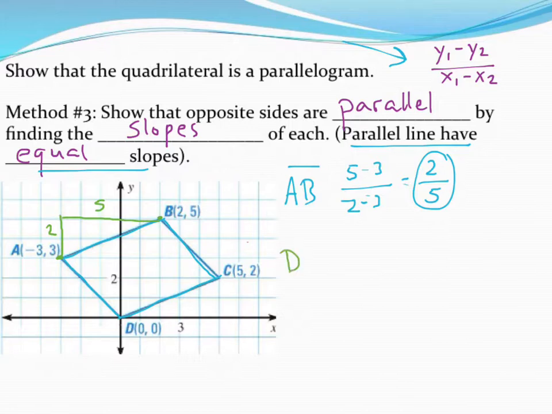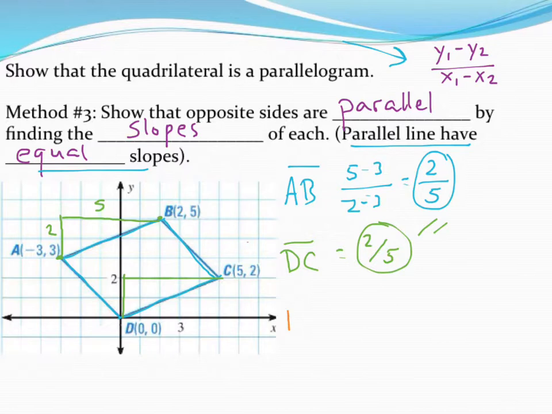So let's go ahead and find segment DC. I want to show that they have the same slope. Again, I can count my rise over my run and see that that's up 2 and over 5. So those two segments have the same slope, meaning those two segments are parallel to each other. It's not enough just to show that, though. You have to show all four sides, and both pairs have the same slope.